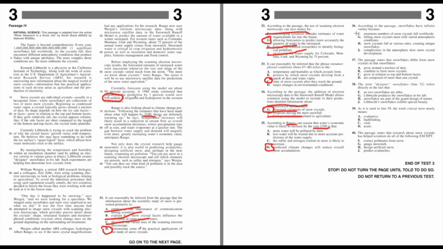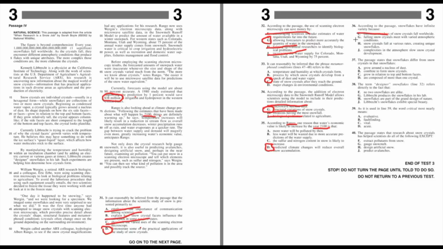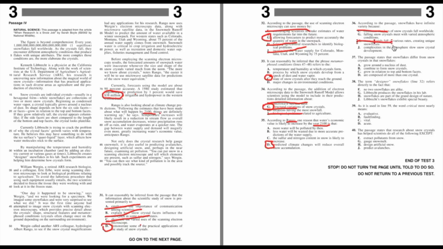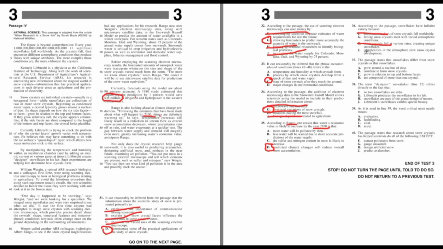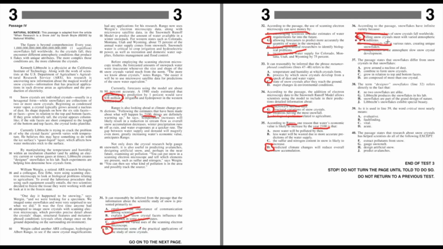Enormous number of snowflakes fall worldwide for F. That's not right. G, falling snow crystals meet varied atmospheric conditions. That is what we're looking for. However, just to be sure, let's look at H and J. So H, snow crystals fall at various rates. Nowhere in the passage is it really mentioned that snowflakes fall at particular rates. So not that as well. Then J, complexities in the atmosphere slow snow crystal development. That's not true as well, because the passage never really mentioned anything about slowing snow crystal development. So not that as well. Our answer has to be G.